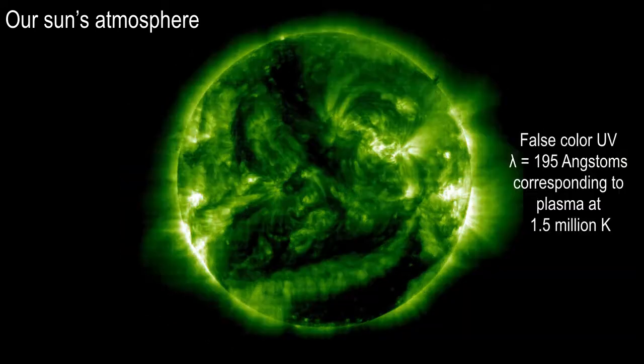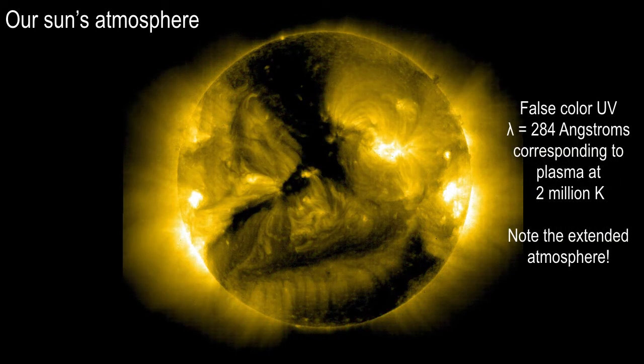Now here's an even bigger spread. Now this one's starting to look like the corona. 284 angstroms, and this corresponds to plasma at about 2 million Kelvin, and it's a lot bigger. In fact, it went off the charts over there on the left side. Okay, so this is another false color ultraviolet. And you can do similar images in infrared. You know, the sun is, you know, nice.